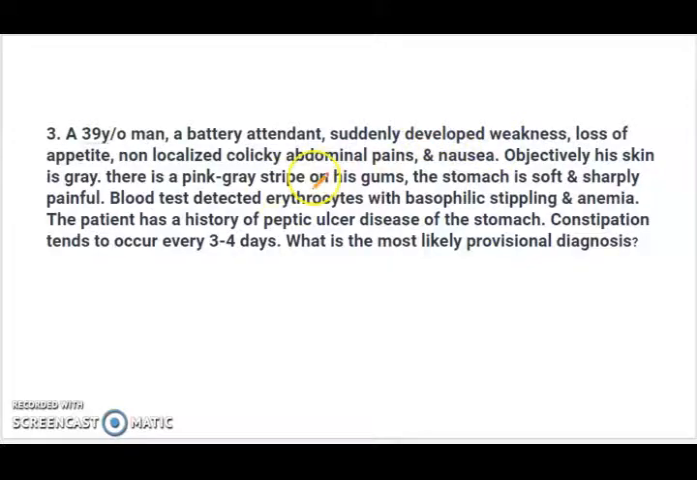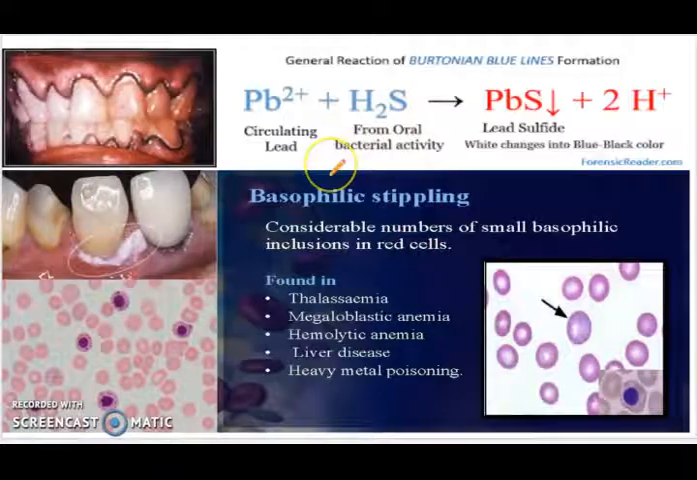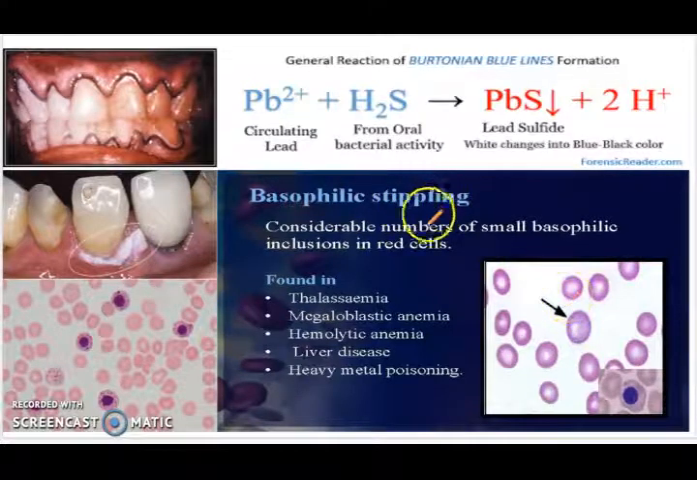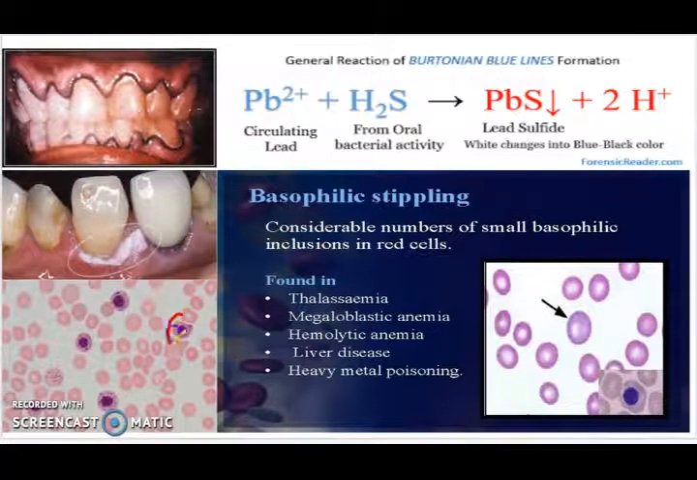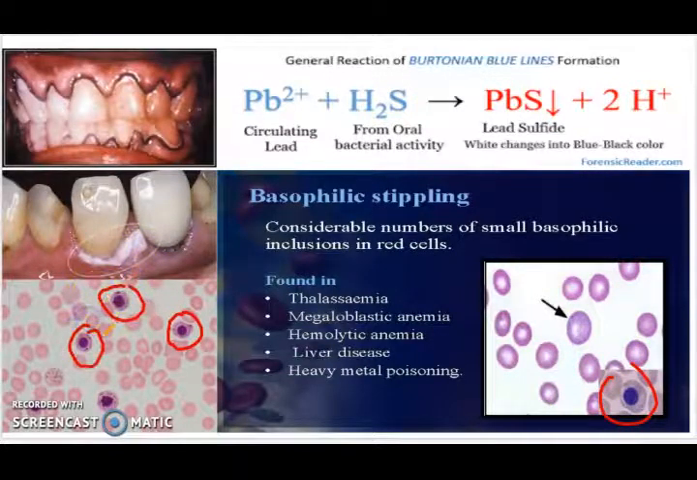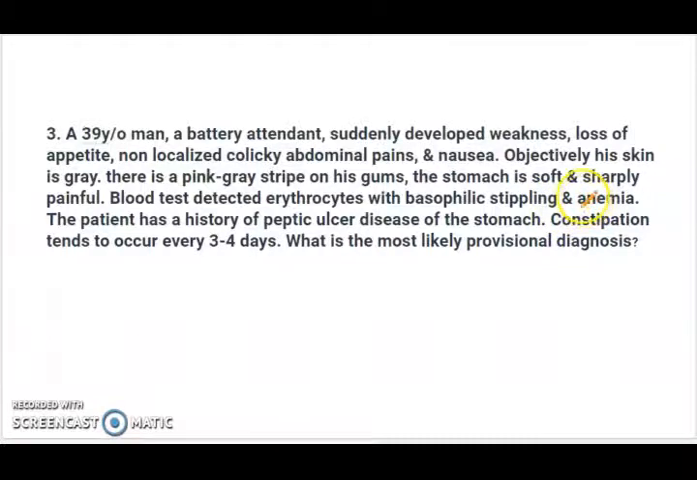The third hint here is about the basophilic stippling of the erythrocytes. Now please remember, the word basophilic stippling is not related to basophils. It is related to basophilic staining of the RBCs. And what causes that staining? Nucleic acid. And we can clearly appreciate nucleated RBCs in the image, right?